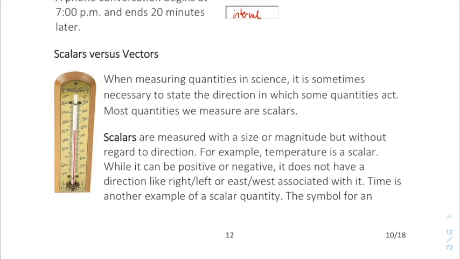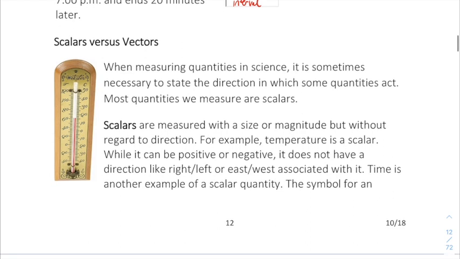Scalars and vectors. Let's talk a little quickly about that. When measuring quantities in science, we sometimes find it necessary to state the direction in which the quantities act. Most quantities we measure are scalars. So scalars are measured with a size or a magnitude, but without regard to direction. For example, temperature is a scalar. While it can be positive or negative, it does not have a direction like left, right, east, or west associated with it.